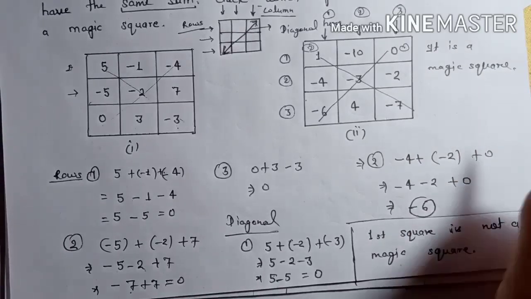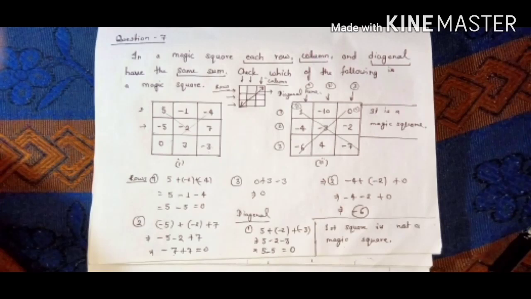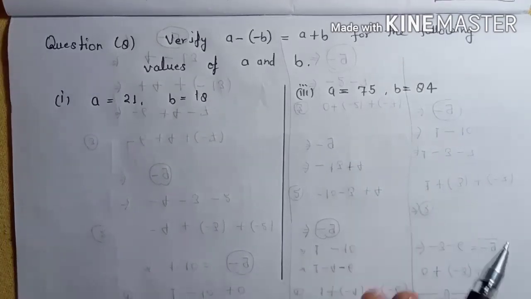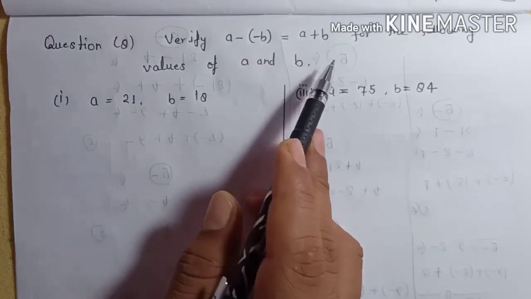You have to write all these processes in your classwork copy. In question number 8, we have to verify a minus minus b is equal to a plus b for the following values of a and b.